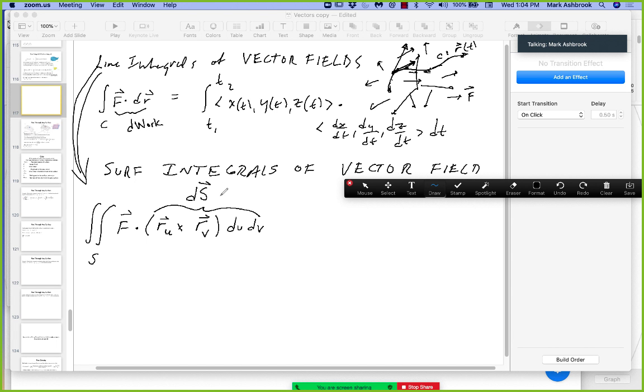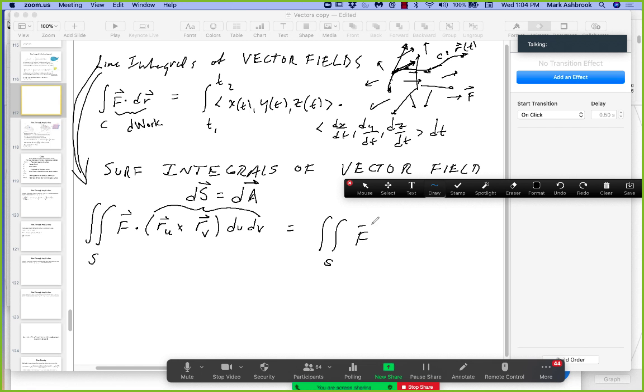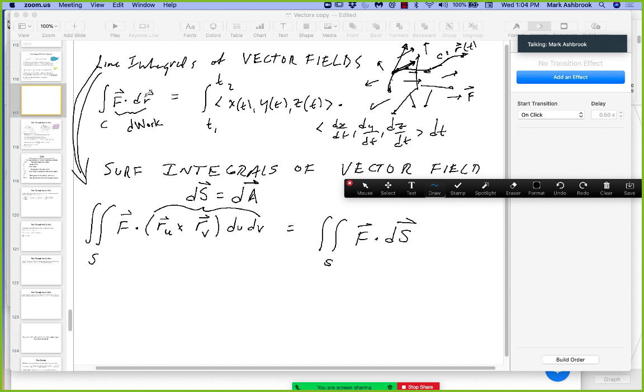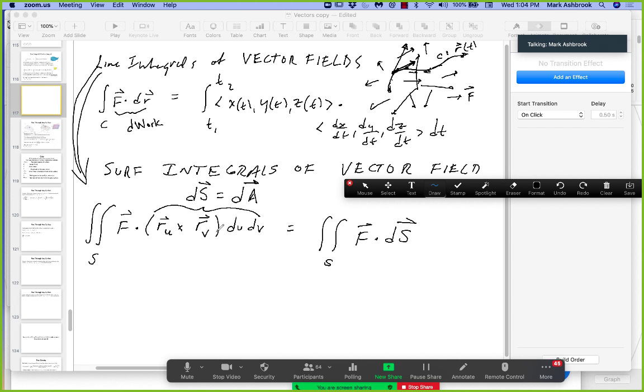Also, in the web work, I think they use d capital A. And that includes the du dv. So f dot ds is really what I should have written here. So that is like this left side over here. And then what is the dot ds? This is ru cross rv du dv.